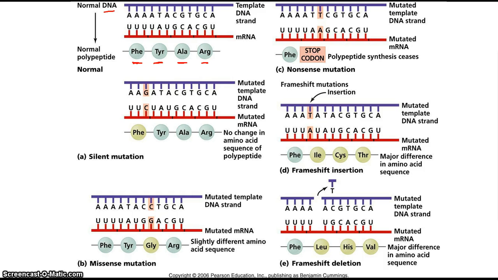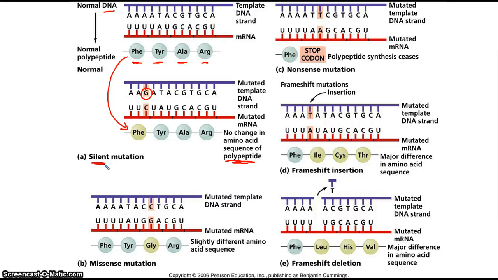Okay. Now, there's something called a silent mutation. In a silent mutation, if we look, we're supposed to have AAA, but we've got AAG. In some cases, like this one, it still codes for phenylalanine. So the protein that we produce, the polypeptide, there's no change, and that's what's called a silent mutation. There's a good chance that we all probably have one of those in our genome right now.